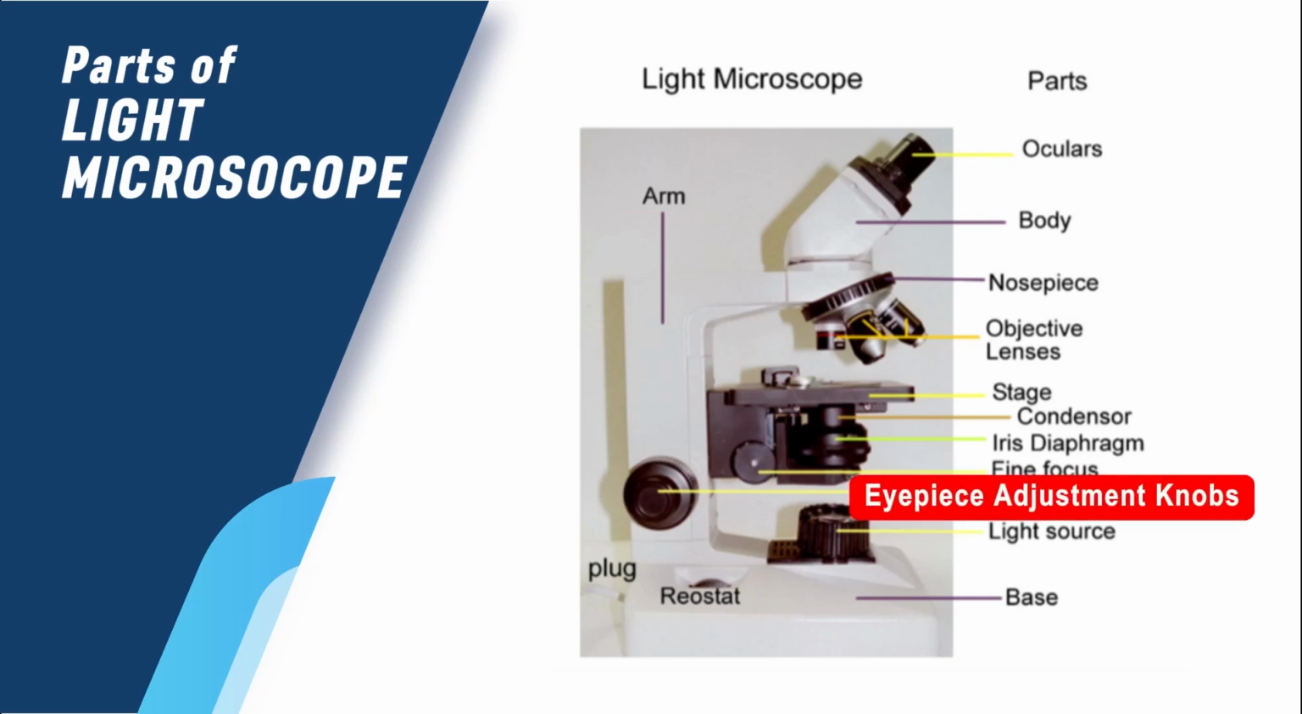Eyepiece adjustment knobs used to bring the specimen into focus. Light microscopes have two focus knobs, one for coarse adjustment and the other for fine adjustment. These knobs move the stage or objective lenses vertically to bring the specimen into sharp focus. The coarse adjustment knob is used initially to bring the specimen into view, while the fine adjustment knob provides precise focusing.